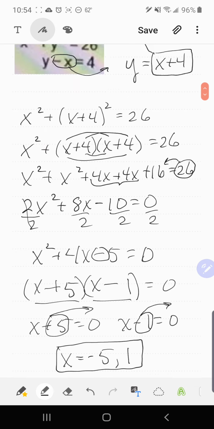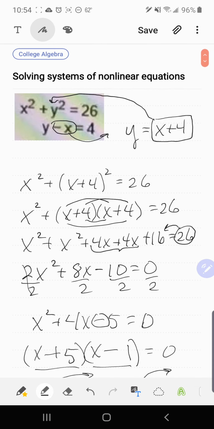If you recall, when we're solving a system of equations, what you're actually looking for are the points of intersection. And so really we're looking for ordered pairs. So now that I know x, I'm going to plug in right here each one of my x values, and that'll give me the y coordinate.